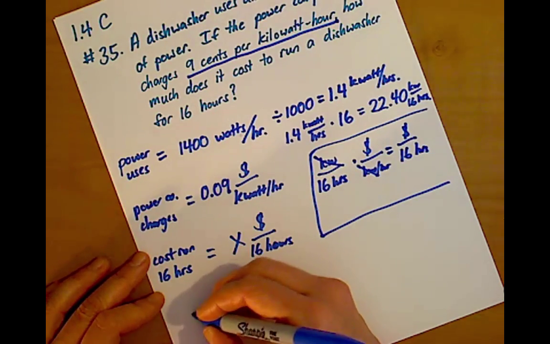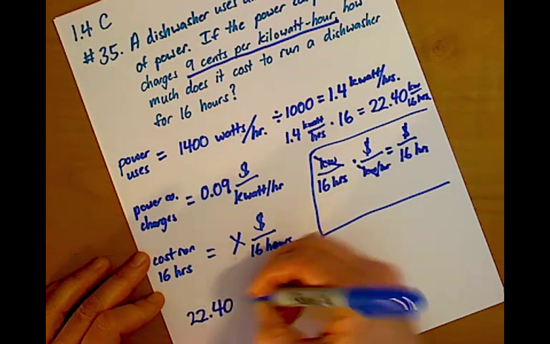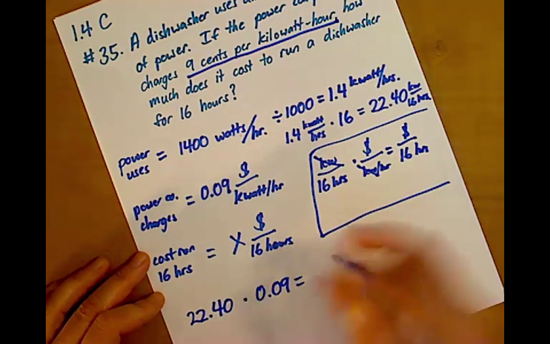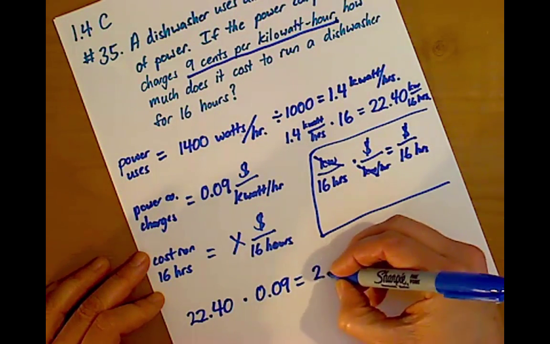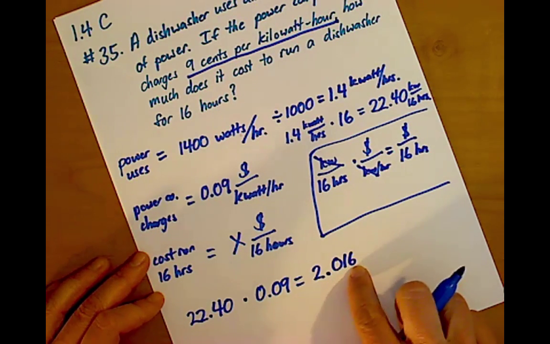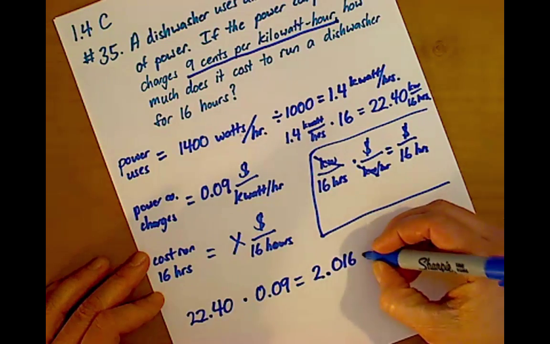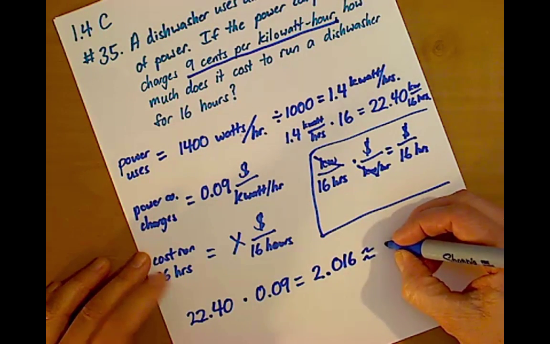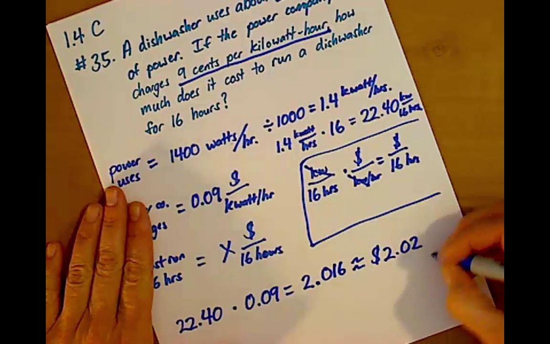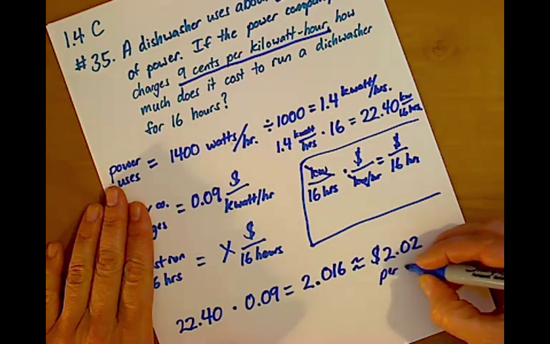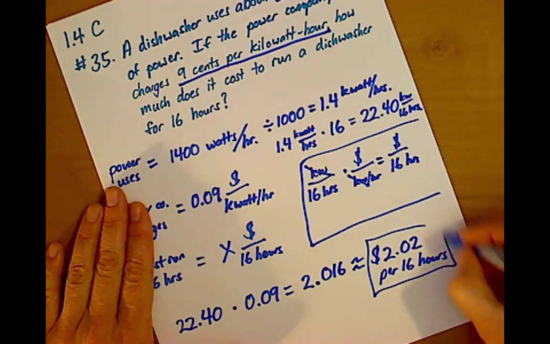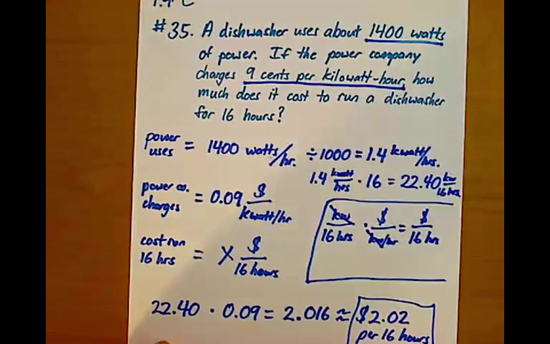All right, so we're going to do 22.40 times 0.09, and I'll let you do the math on that, and we get 2.016, which we're going to round because we only want to have 2 numbers after the decimal point. So then we get $2.02 per 16 hours. All right, there you go.